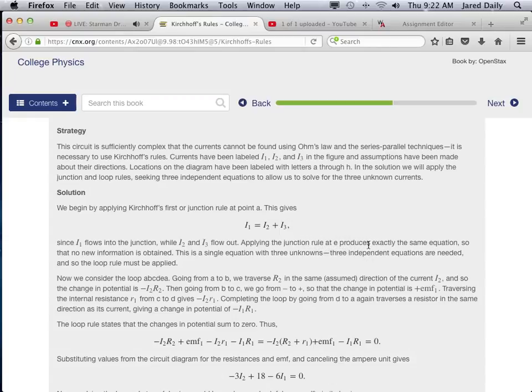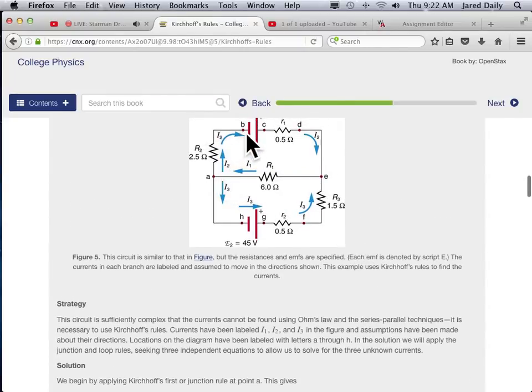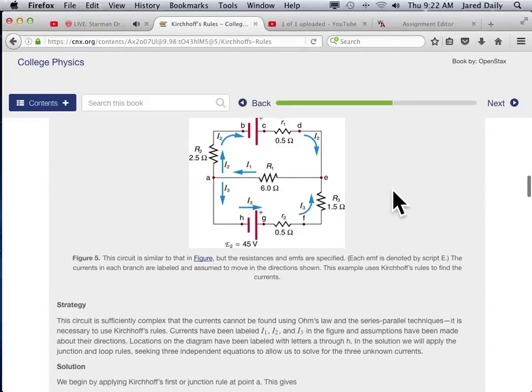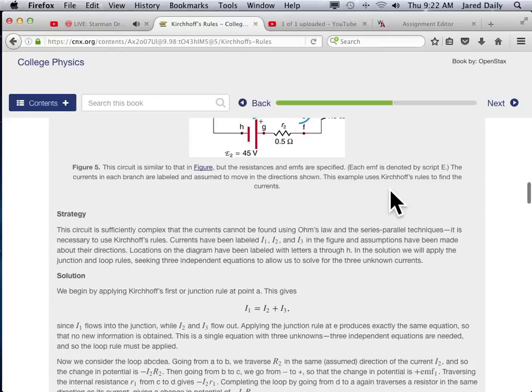Then we go to the loop rule, and we're going to sum up the equations in the loop A, B, C, D, E, A. So that's this top loop, right? We're going to go through this top loop in a clockwise direction. I like to always choose the same direction, clockwise. Clockwise is just easy to remember. I go through every loop clockwise, so I never forget what I'm doing.